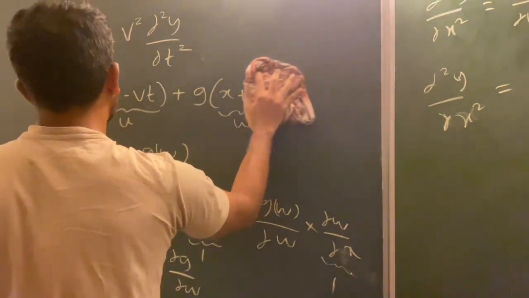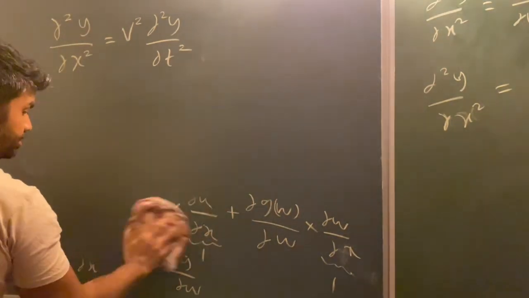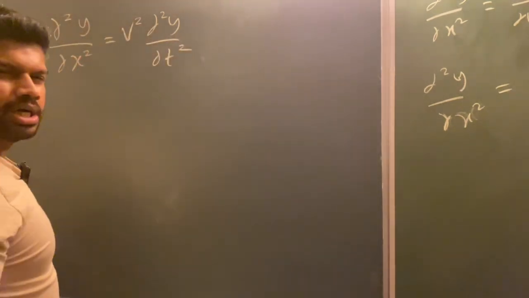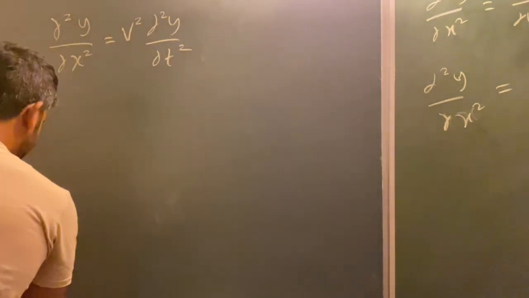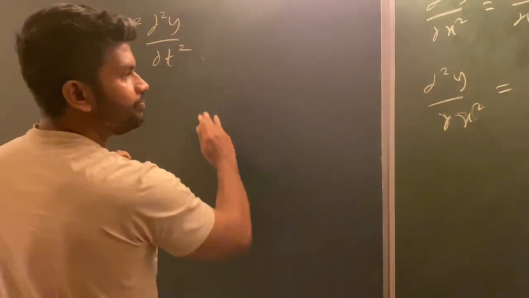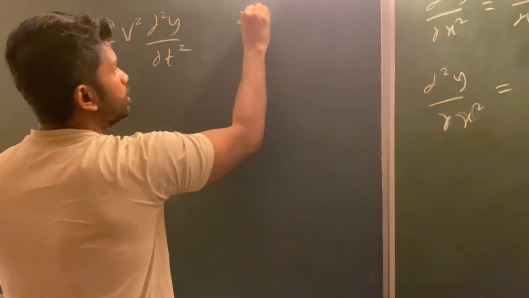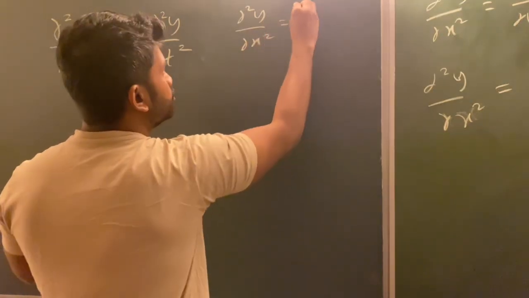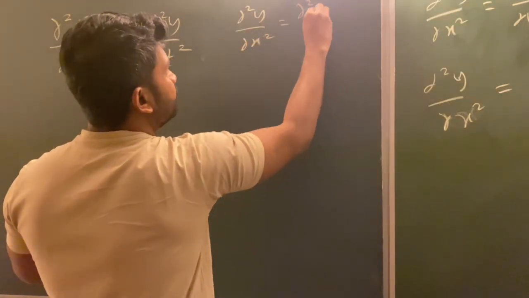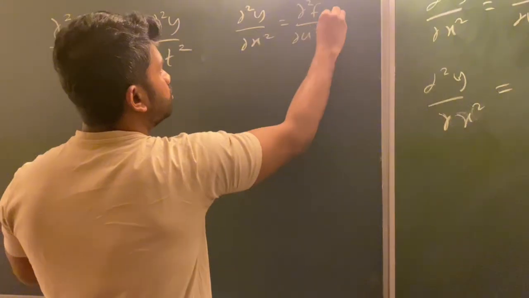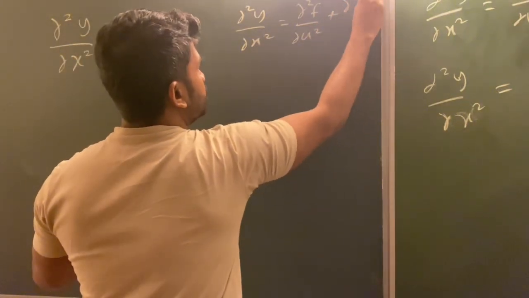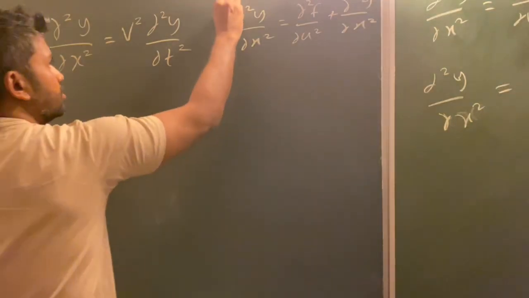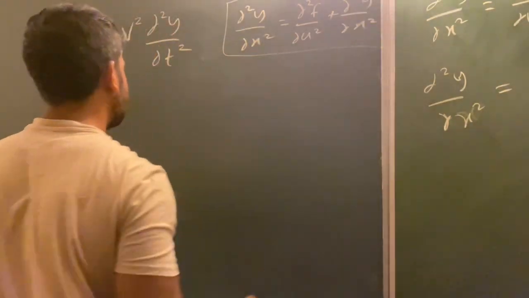That's my first result found. I have to erase this one, guys. You can pause the video and take this down if you want. This is a bit longer explanation. But I have found out that ∂²y over ∂x² is equal to ∂²f over ∂u² plus ∂²g over ∂x². That's the first sketch. Leave it as it is.